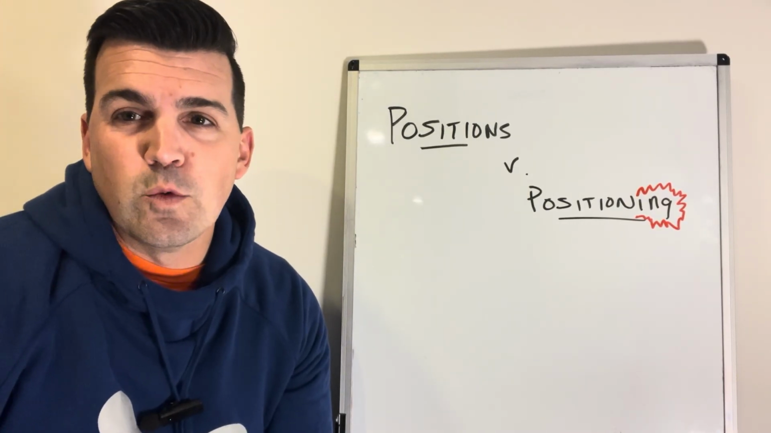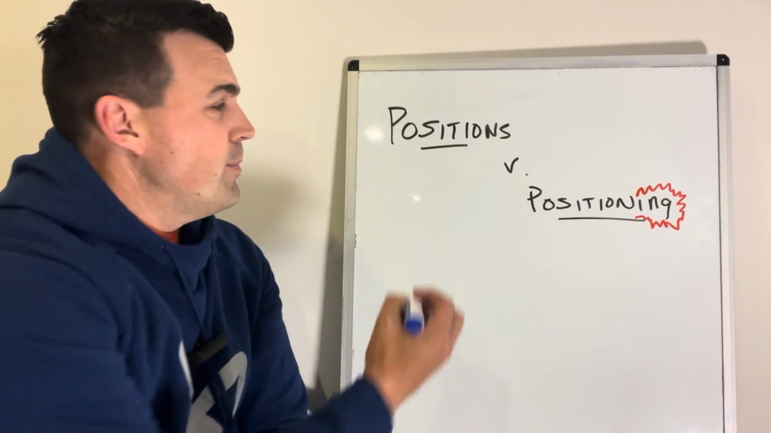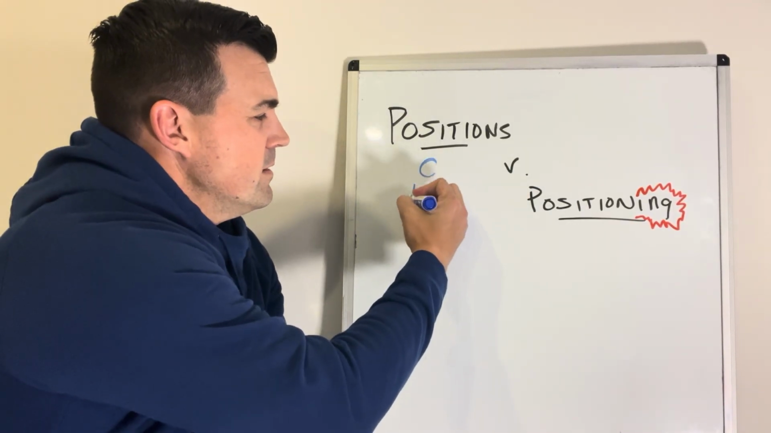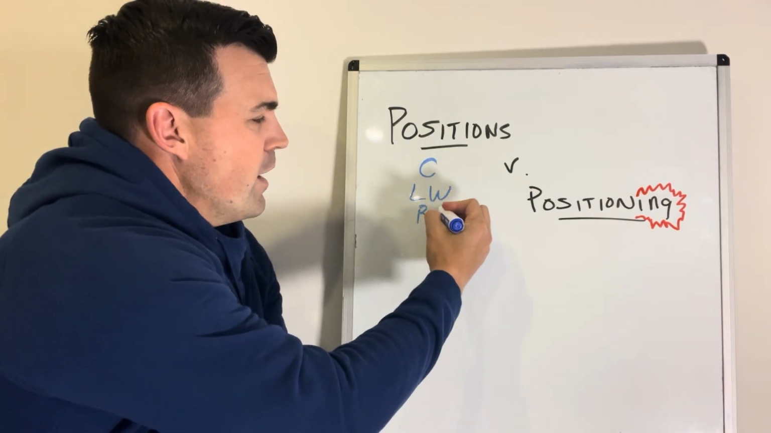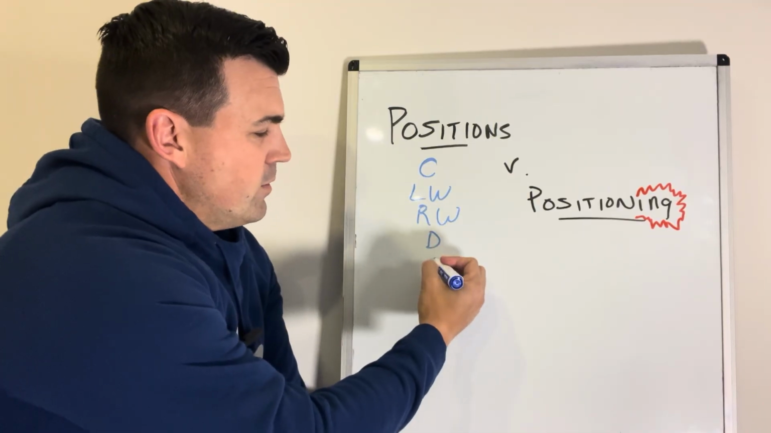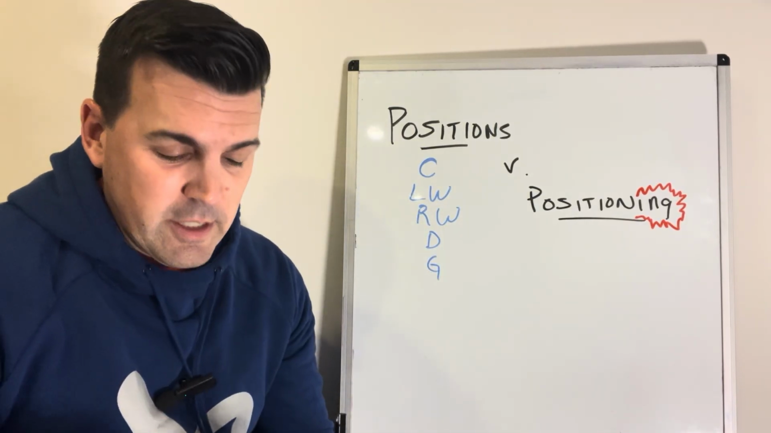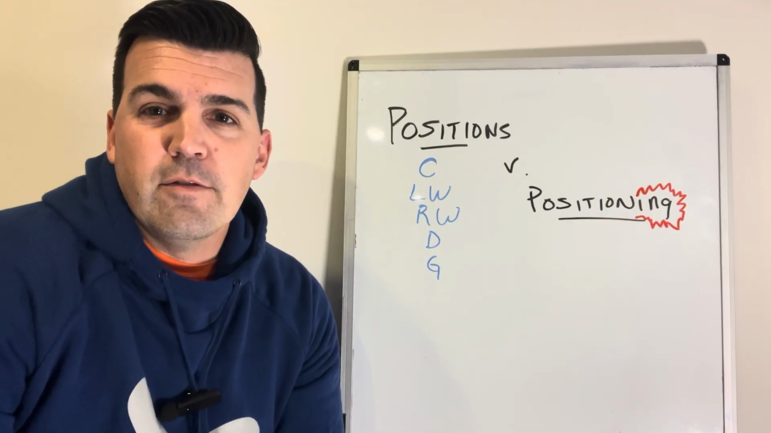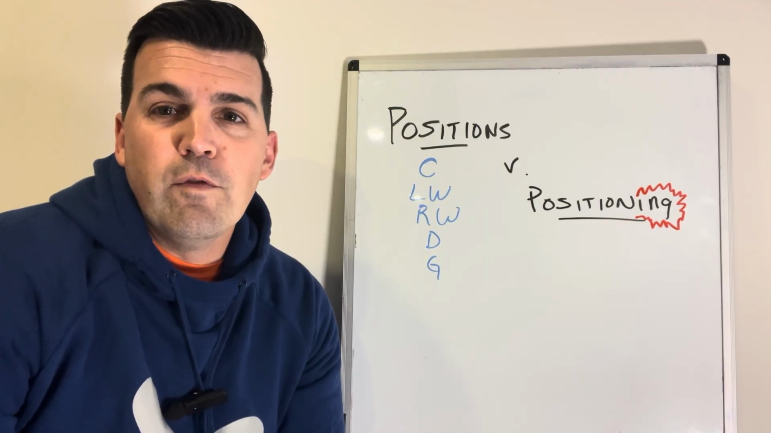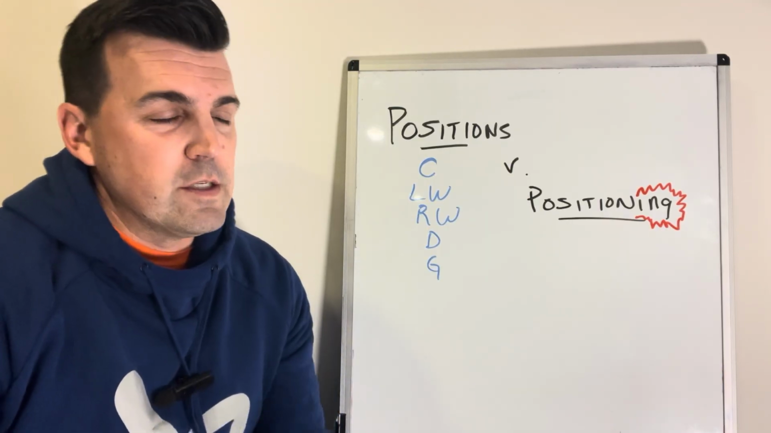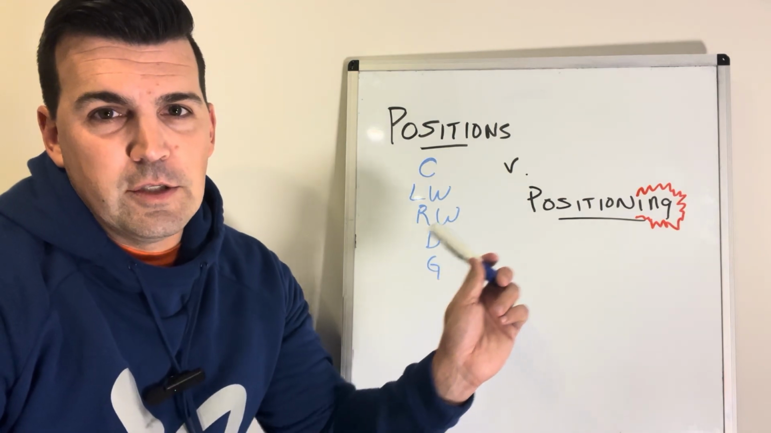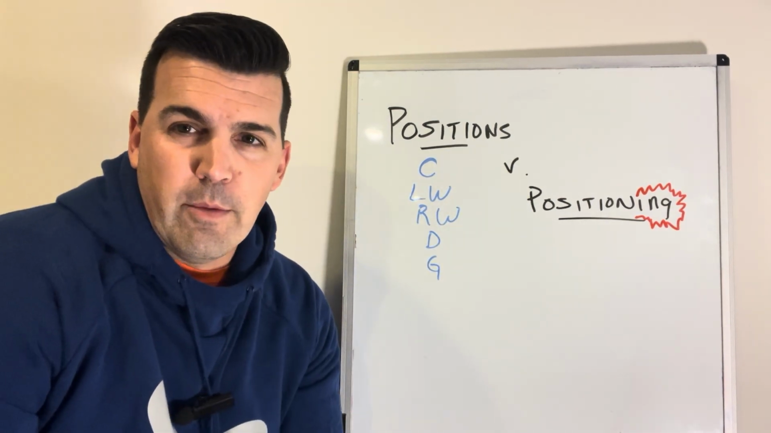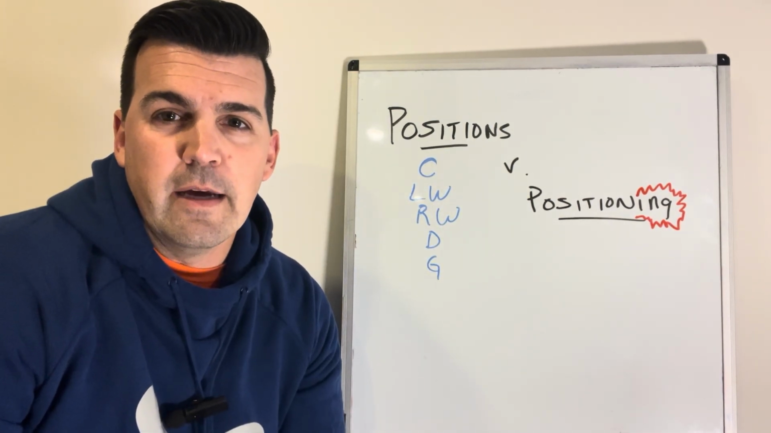The position is where you're going to start the play. And that might be something like center, left wing, right wing, or defense, or our goalie. But our positioning is how we're going to move around the ice to make sure that we're effective as a team. Now, as we move forward throughout the season, we're going to spend a lot less time talking about our positions and a lot more time talking about our positioning and our roles on the ice.